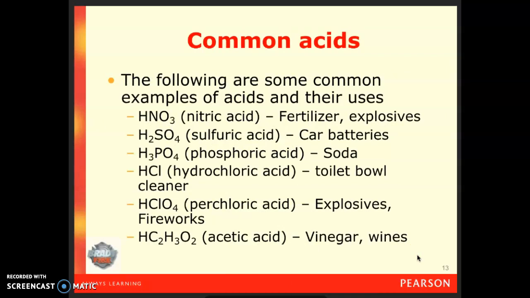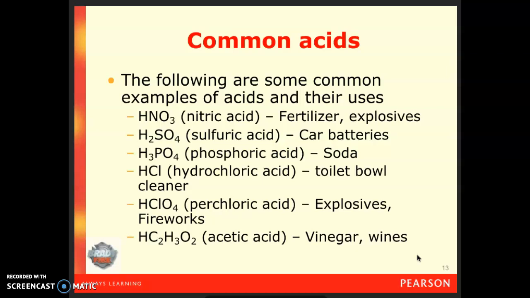So some common examples of these oxyacids: things like nitric acid, which is found in fertilizers, found in explosives. You've got sulfuric acid. That is the acid part of your car battery. So if you open up your car battery, you'll find a series of lead plates, and they're all in this solution of sulfuric acid. And the sulfuric acid is providing the medium in which the electricity can be conducted through those lead plates. Phosphoric acid, as I mentioned before, is found in a lot of different types of soda, especially brown cola sodas.